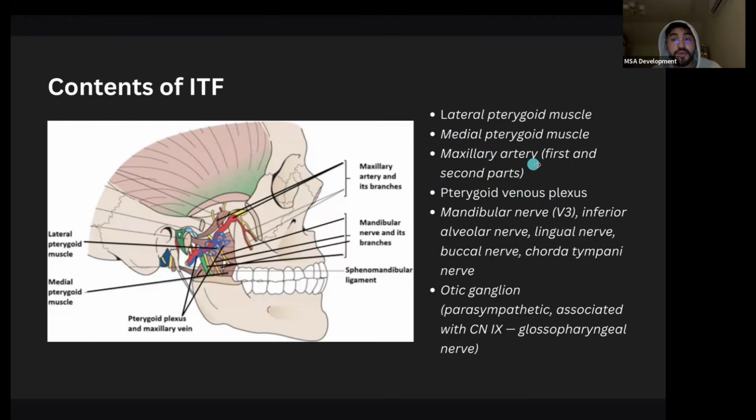Then you have the pterygoid venous plexus that we just mentioned earlier. And we have the maxillary artery, the first and the second part, right? And then the medial pterygoid muscle and the lateral pterygoid muscle, which makes sense, right? So these are the contents. You have to know them, okay?